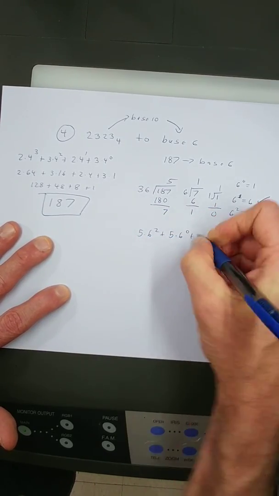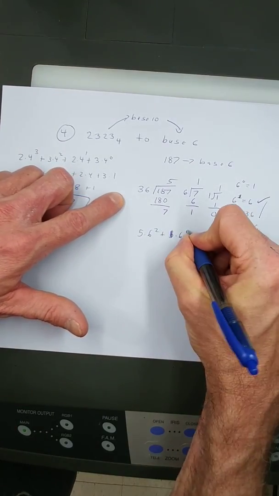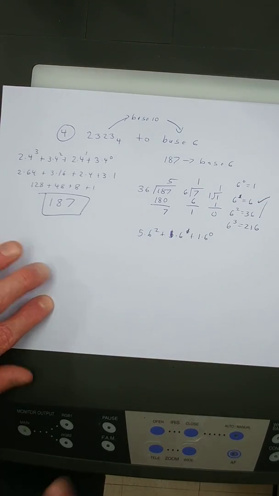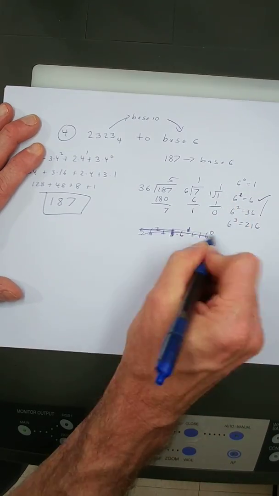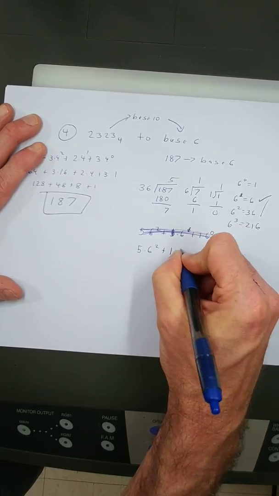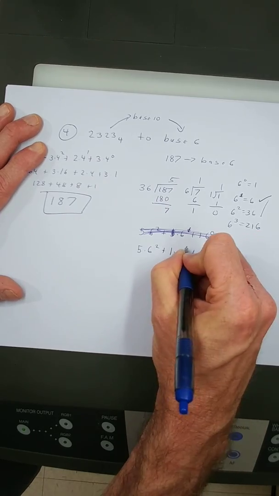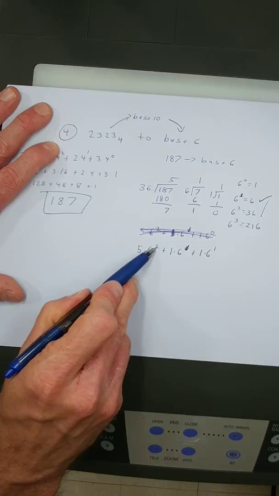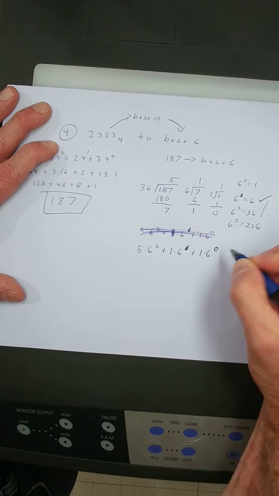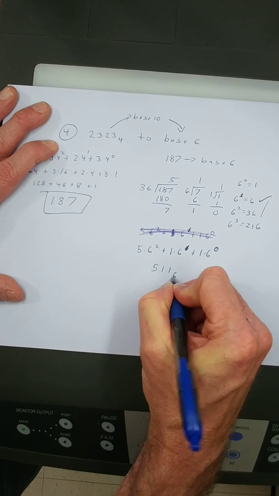I'll write it out, this translates to 5 times 6 squared, 1 times 6 to the first, and then 1 times 6 to the 0. So that's 511 base 6.